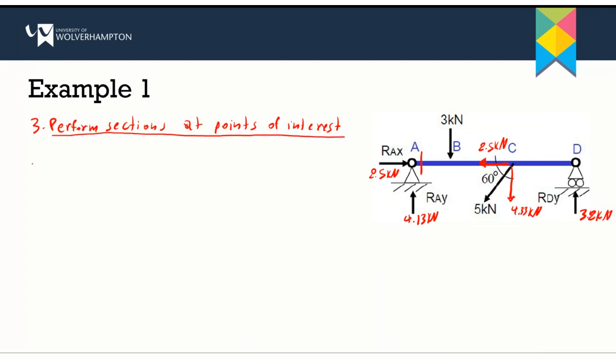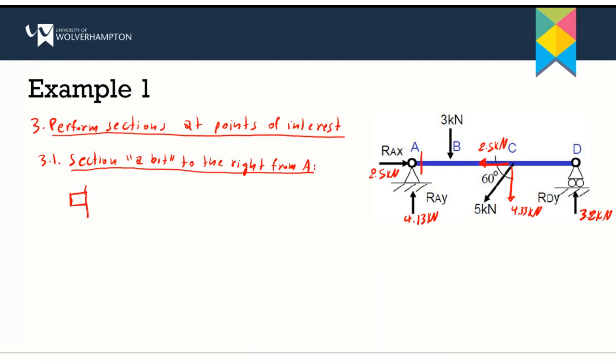So section 3-1, a bit to the right from point A. Now I say a bit to the right because we cannot define the internal forces directly on point A. So this a bit to the right means that the distance is next to zero. Mathematically, it's not zero, but it is practically zero. So our beam will look something like that here.